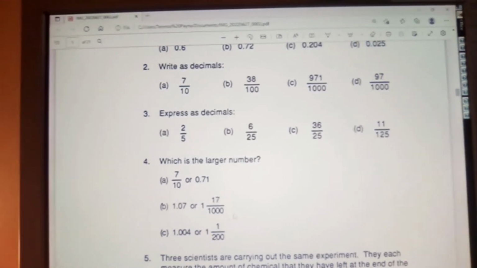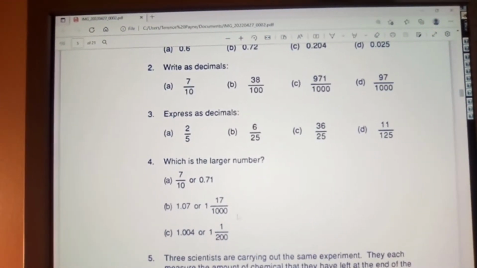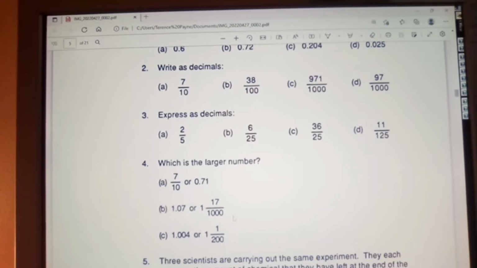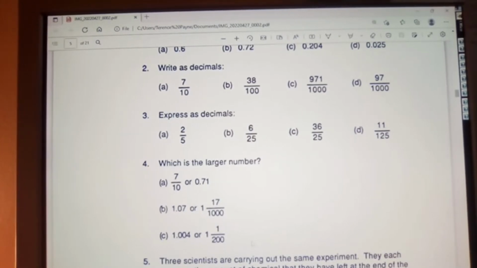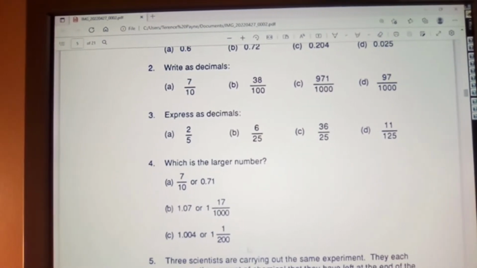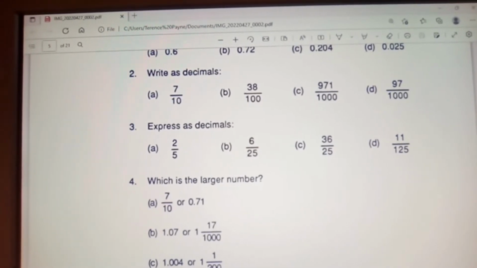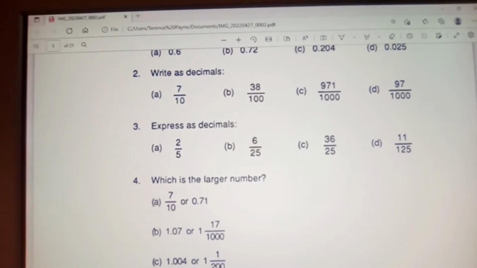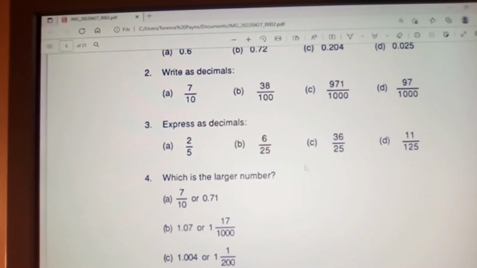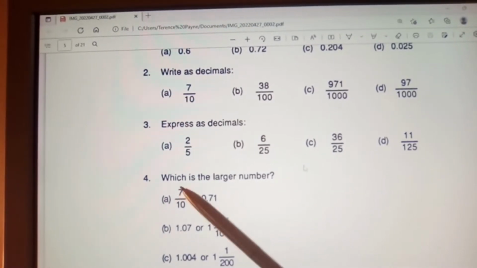Okay, welcome back. What I want to do is to continue with fractions and decimals and to continue to show how these can be converted from one to the other. Now, what I want to do today, this is session 9. Session 9, and what we're going to look at is which is the larger number.